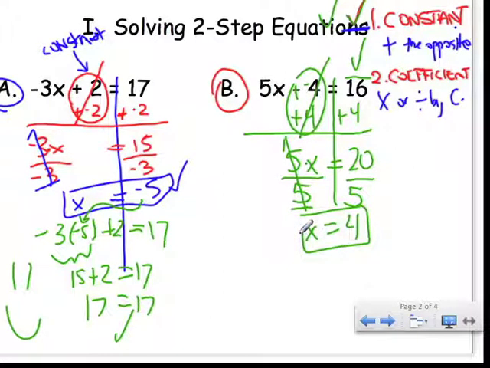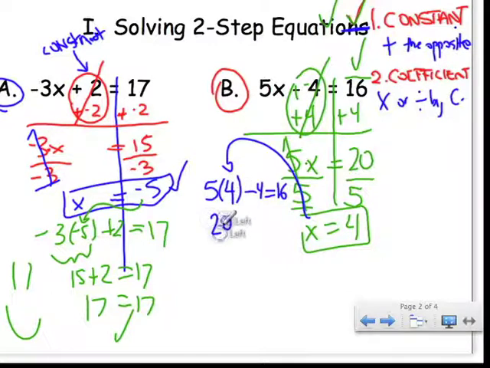Hopefully you had that answer, and you checked it so that you knew that you were right. If I had 5 times x minus 4 equals 16, you should have been able to tell yourself whether you were right. 5 times 4 is 20, minus 4 should equal 16. 20 minus 4 is 16, so your answer checks out.